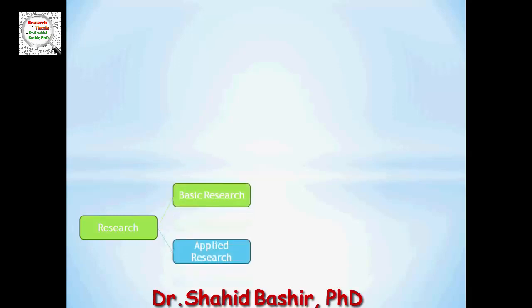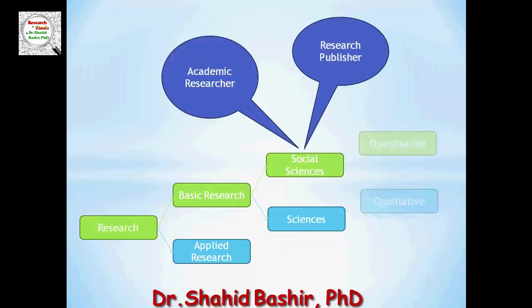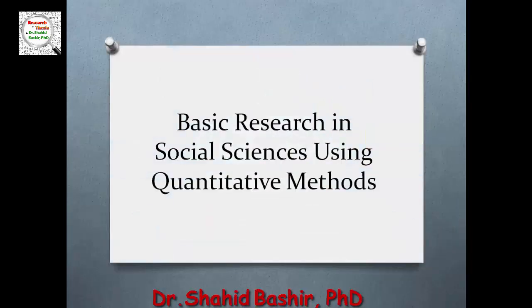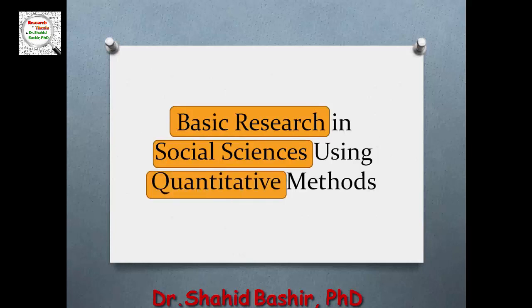To sum up this session, we will be conducting research, in fact getting the knowledge about how to conduct research, that is basic, in the field of social sciences using the quantitative method. So why are we doing this? To become a good academic researcher as well as to publish the research work. So just read this statement again. This is the title of the discussion: basic research in social sciences using quantitative methods.